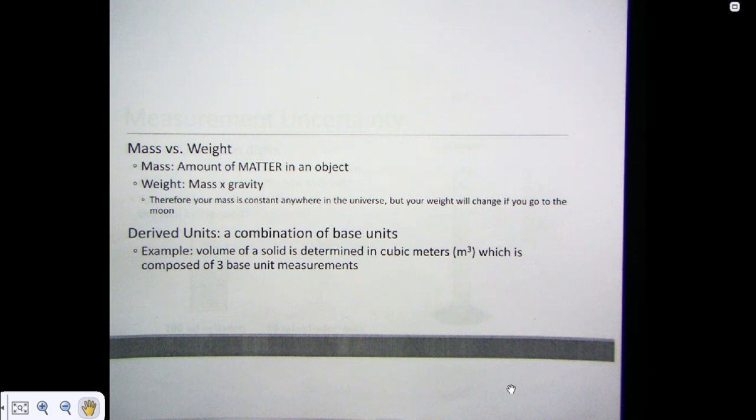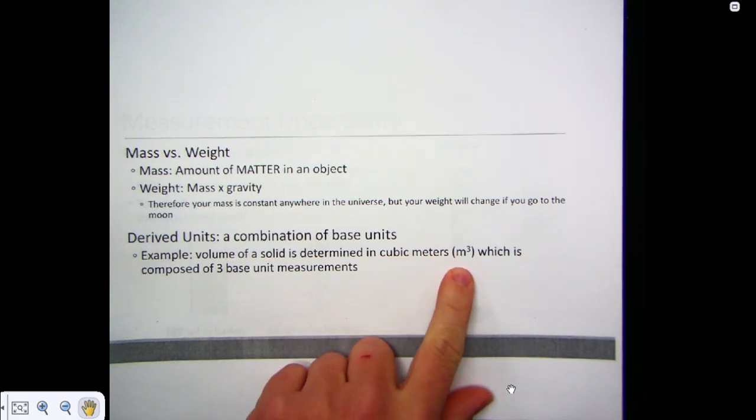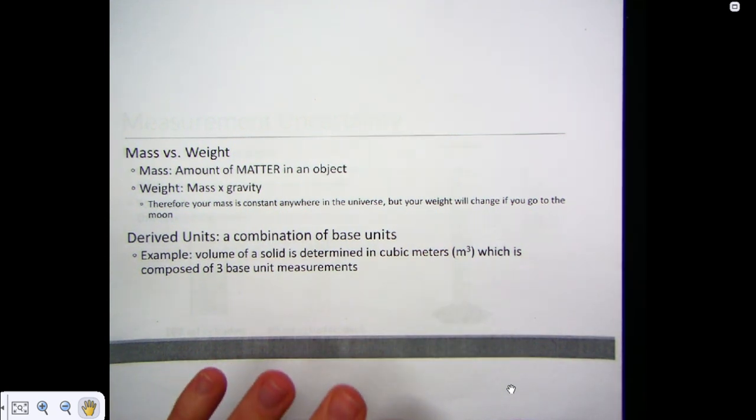All right. Derived units is where we take a combination of base units. So for example, when you are measuring the volume of a solid object, length times width times height, those are all measurements of length in meters. So meters times meters times meters gives us this cubic meter. If we were talking about a very small object, it could be centimeters cubed or millimeters cubed as well.